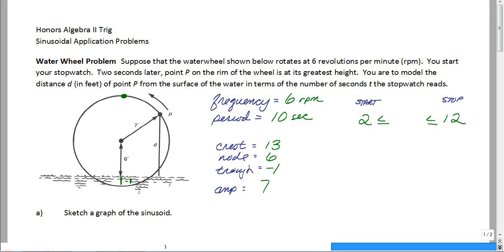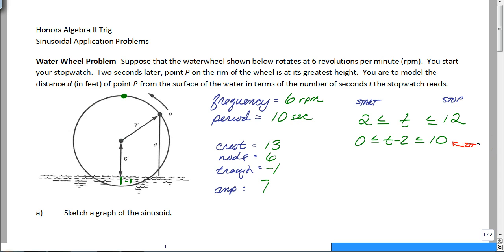Now we just have to find what's happening in the middle. So remember, this is just like writing the equation. So we need to get this first number to be 0. So we need to subtract 2 from every side. So that's going to give us 0 is less than or equal to t minus 2, which is less than or equal to 10. And now we need to turn this 10 into a 2 pi.